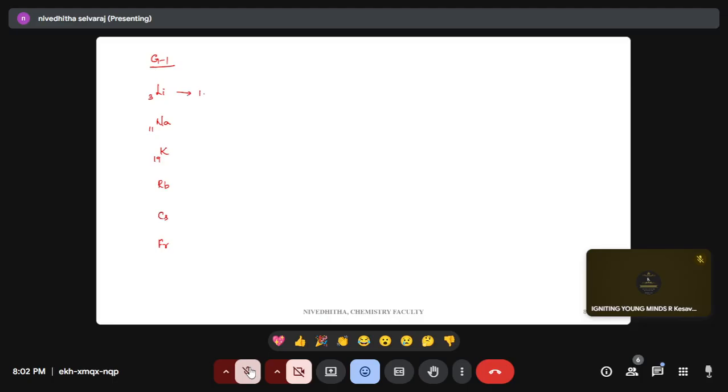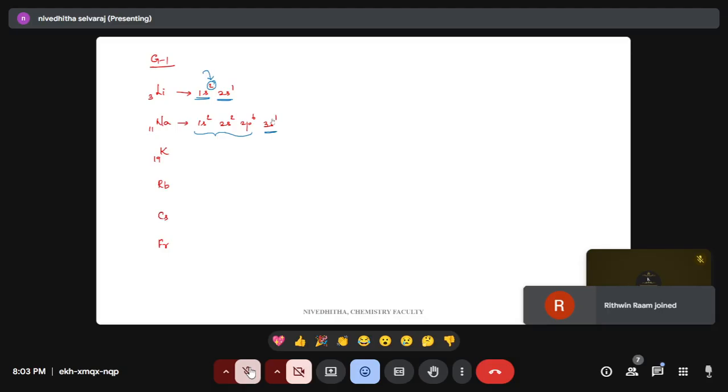The electronic configuration of lithium is 1s2, 2s1. For sodium, the electronic configuration is 1s2, 2s2, 2p6, 3s1. In lithium, the valence shell is the second shell, and the inner shell has 2 electrons, right? So these 2 electrons will shield the nucleus, and only the remaining nuclear charge will be experienced by the valence electron. As far as sodium is concerned, this is the valence shell. How many inner electrons are there in sodium?